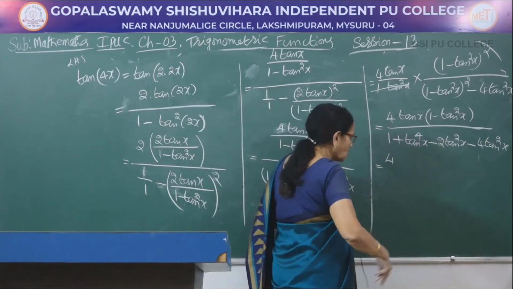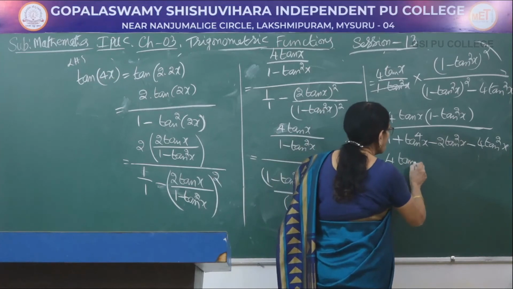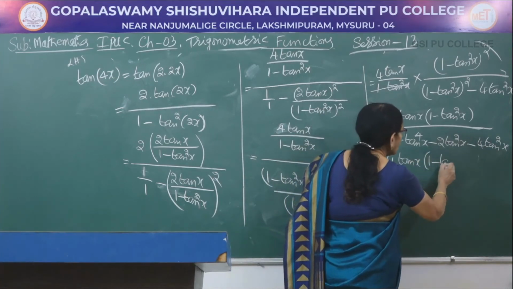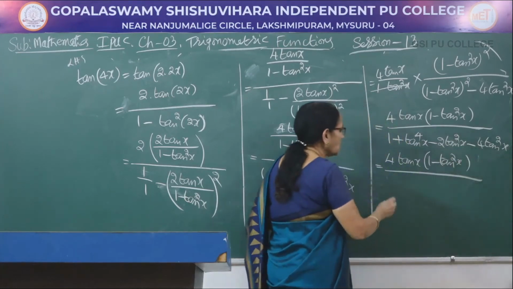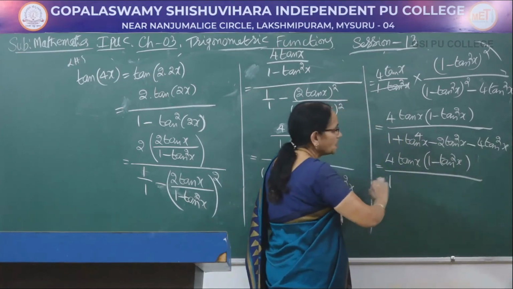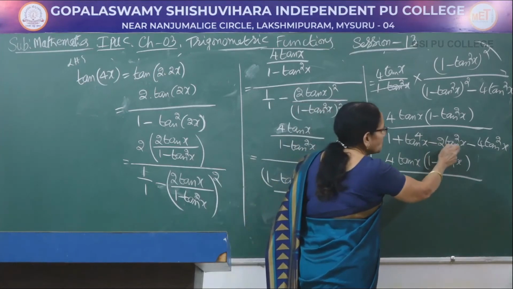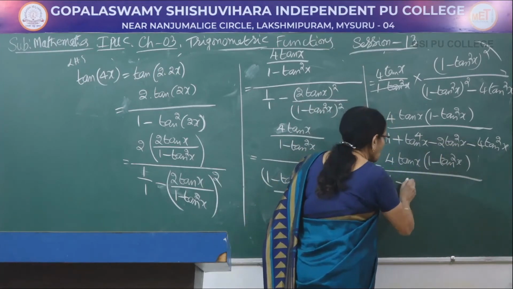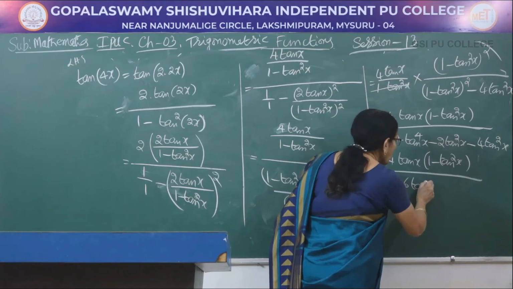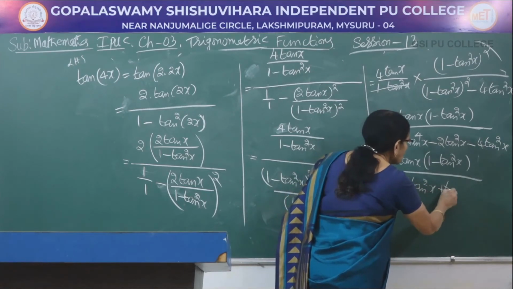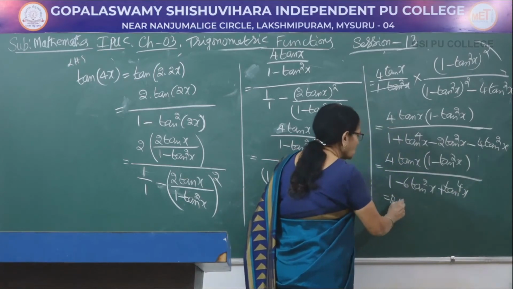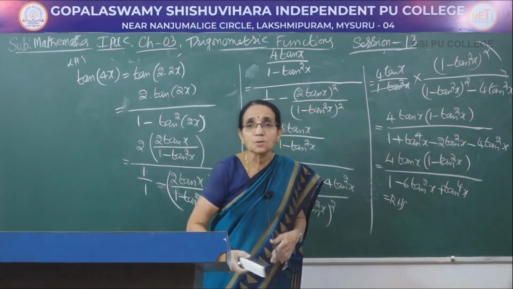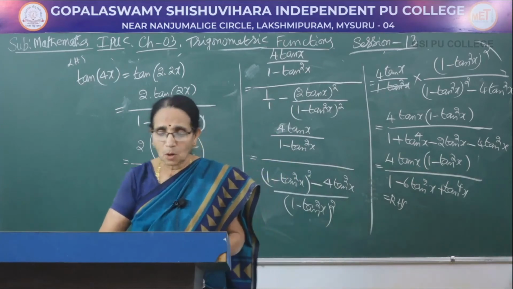It is 4 into tan x into 1 minus tan square x divided by 1. Let me write in a proper order. Minus 2 tan square minus 4 tan square is minus 6 tan square x, then plus tan to the power 4x. You observe, it is nothing but the right hand side. So this is how we have to solve the problem here.